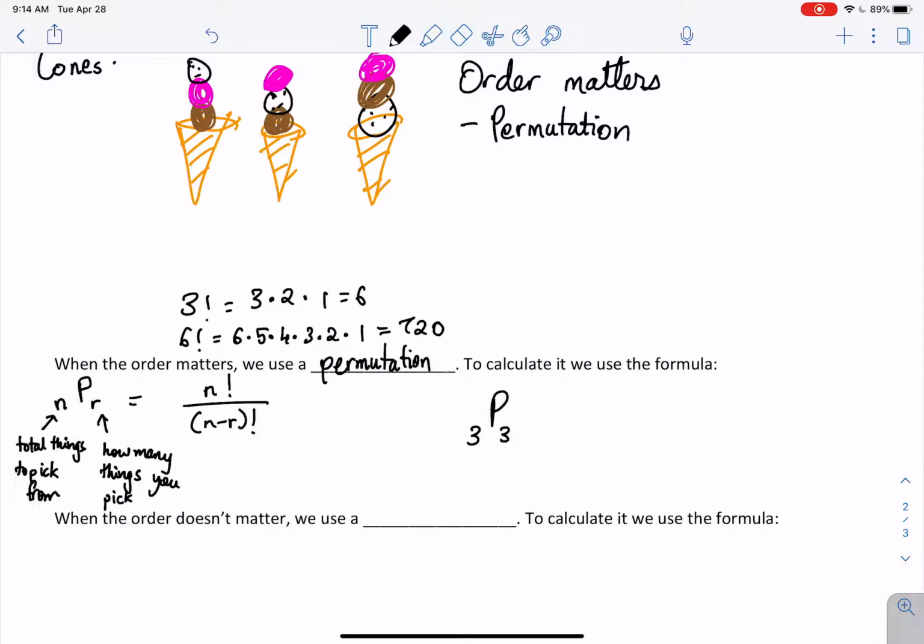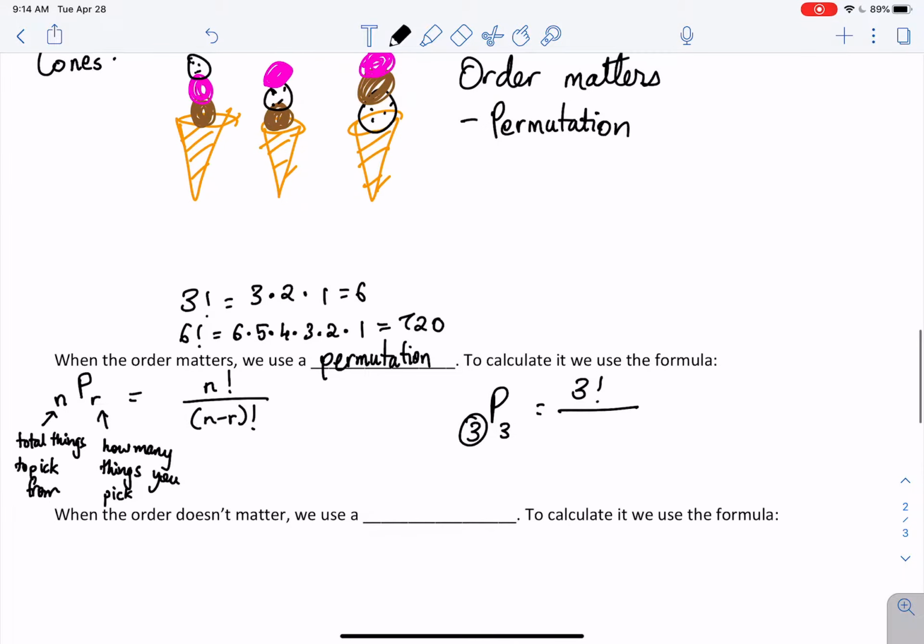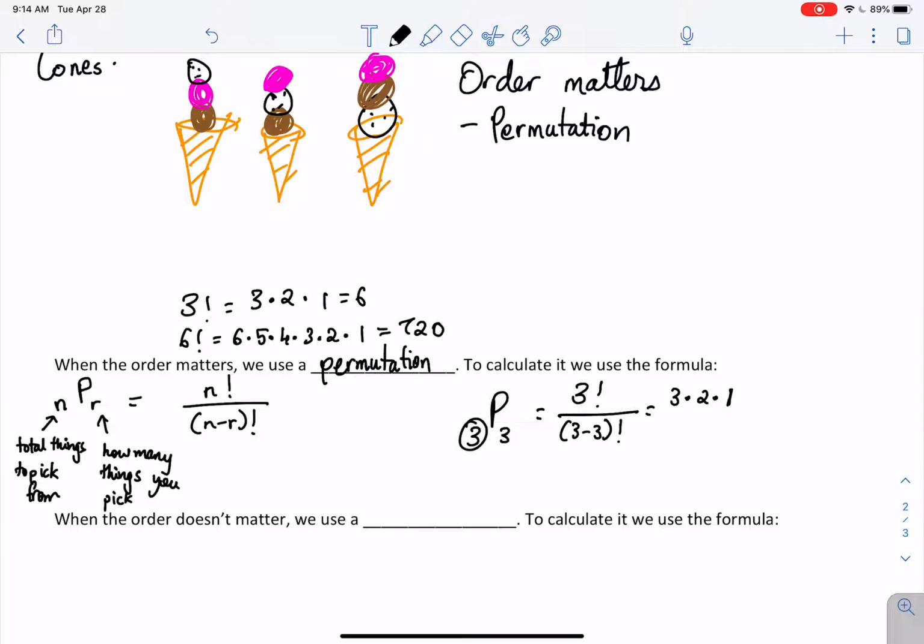So like in this case, 6 factorial is 720. These are really big numbers with factorials because they're multiplying a lot. So we write the factorial to just write it smaller. So if I was using this formula, I take my n value, the 3 here, and I factorial it. And I go 3 minus 3 factorial. So 3 factorial on the top is 3 times 2 times 1. And then 3 minus 3, that's 0.